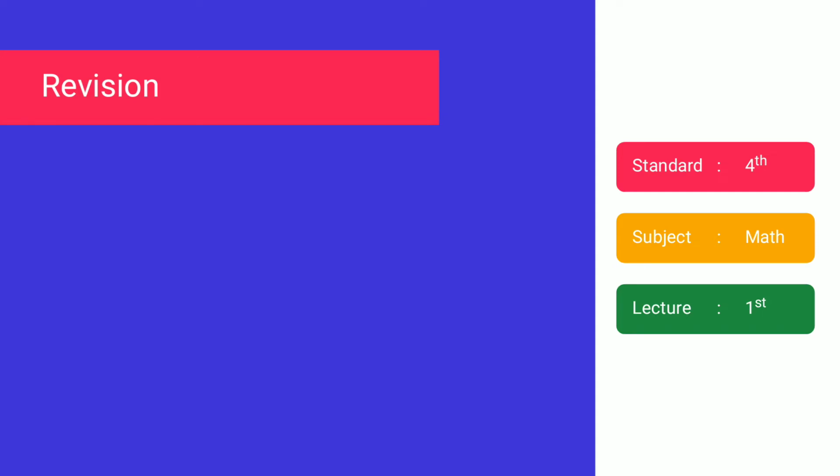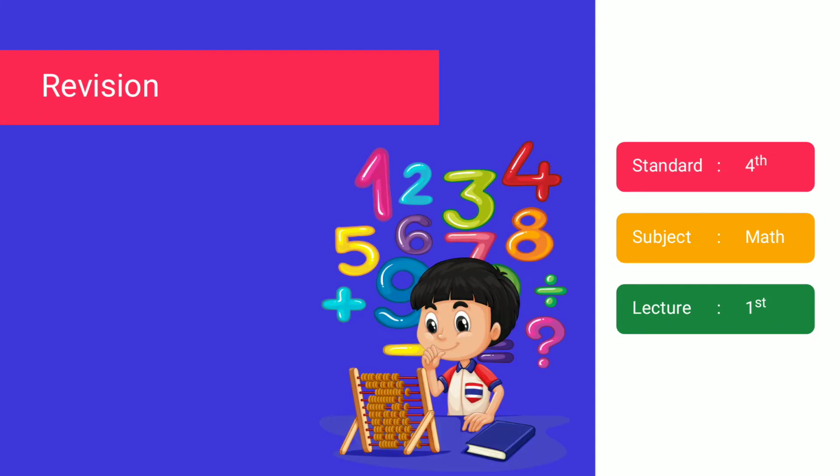Now today we are going to do the revision of chapter number 5 and chapter number 6. The name of chapter number 5 is The Way Looks Around, and the name of chapter number 6 is The Junk Seller. So let us begin this session with chapter number 5, that is The Way Looks Around.